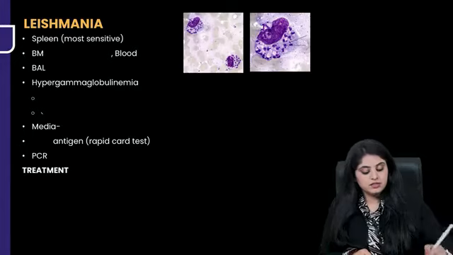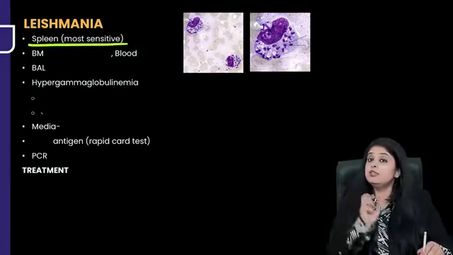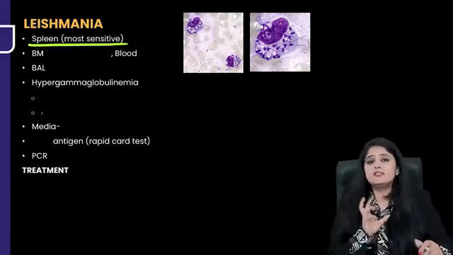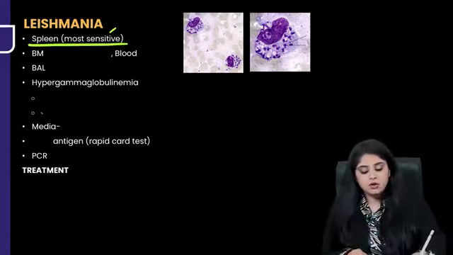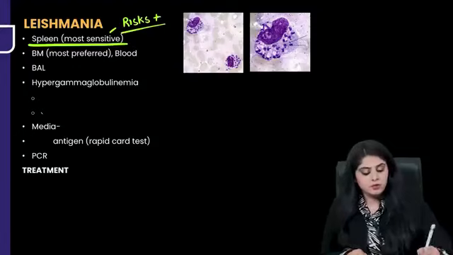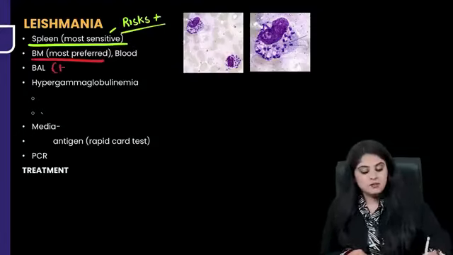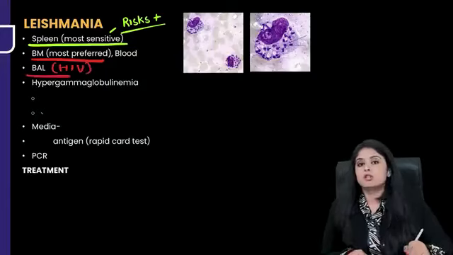Now let me come to the diagnosis. The most sensitive area to take a sample from is the spleen. Puncture the spleen, you will see the LD bodies, but spleen is very vascular. There are a lot of risks present: risk of bleeding, risk of puncture, a lot of risk. So the more preferred sites are going to be bone marrow and blood. And in HIV patients, bronchoalveolar lavage can also be done.